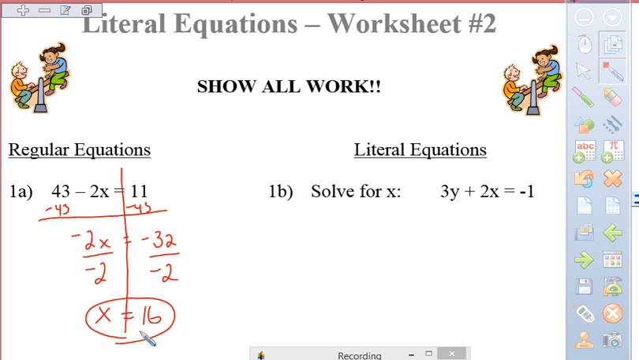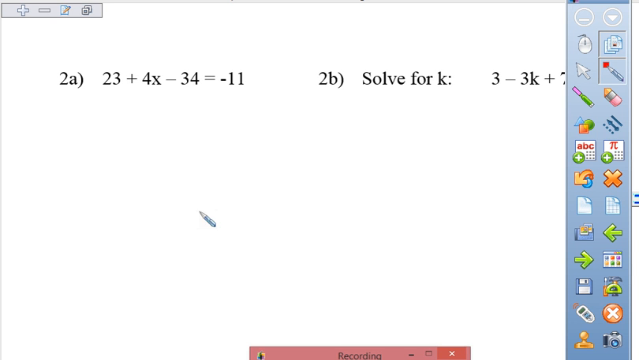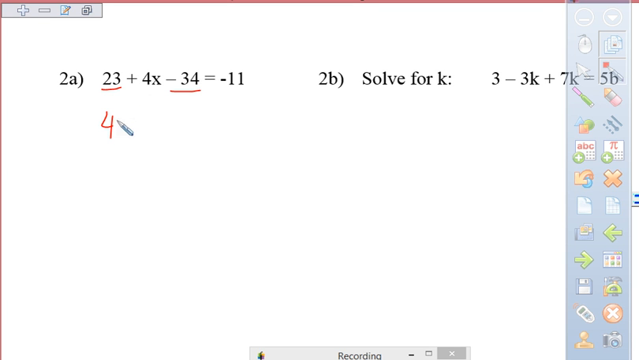Please pause the video and try part B on your own. Number 2, we need to solve for x. So I notice that these two terms are like terms, so I'm going to combine them. I'm going to write the 4x out front, and 23 minus 34 is a negative 11. So I'm going to write it as minus 11. And we have a negative 11 on the other side.